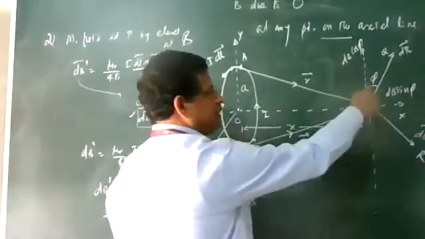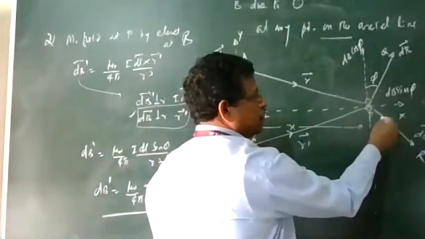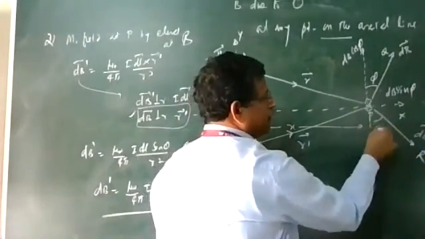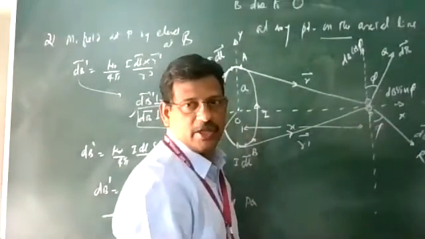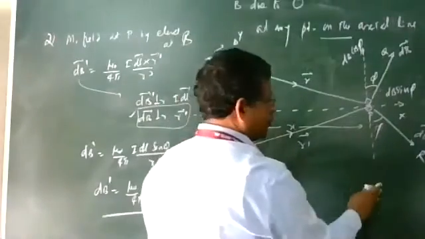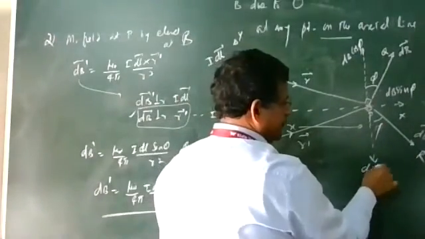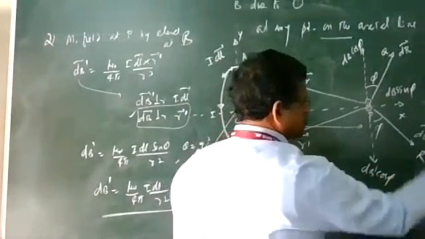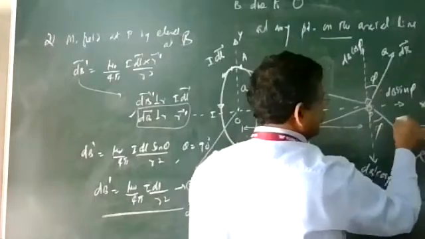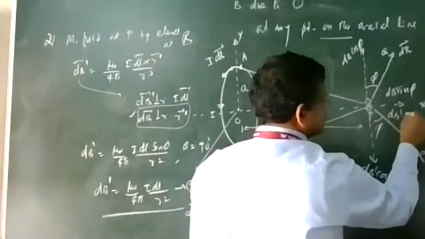If this angle is phi, the dB dash vector also makes the same angle phi to the vertical. So dB dash is also resolved into components: dB dash cos phi going up, and its other component going along x is dB dash sin phi.